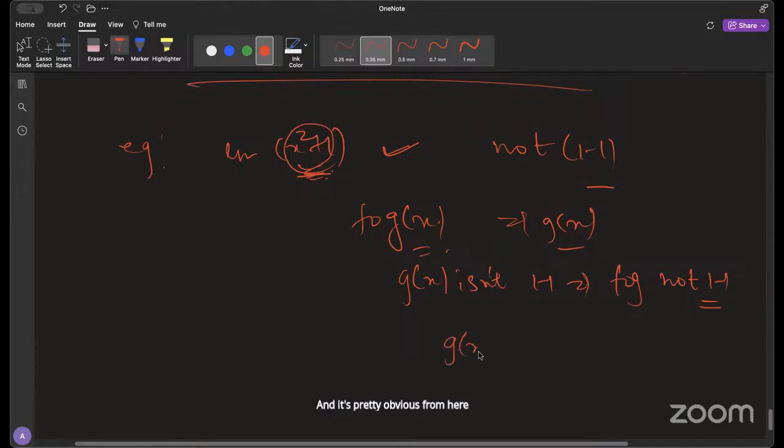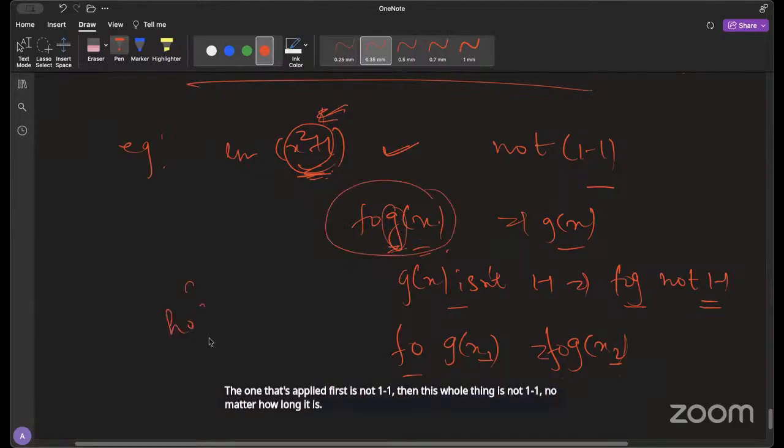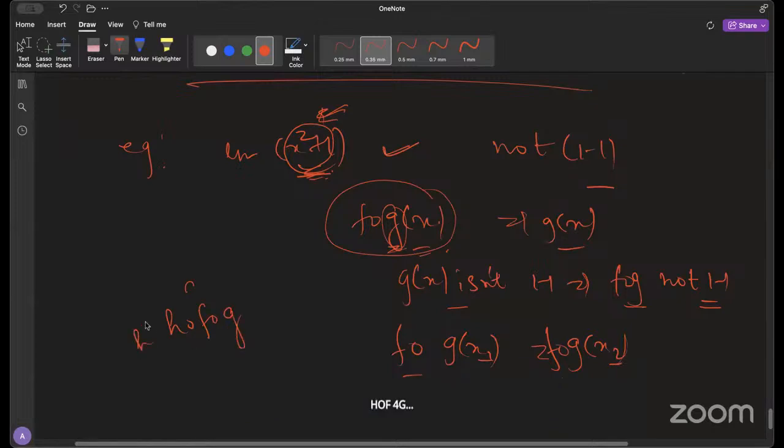If g is not 1, 1, for different x1 and x2 g gives the same value, then if you just apply f here, f is going to give the same value at different x1 and x2, right? So if g is not 1, 1, FOG is not. The thing is that in a composition, if the one that's applied first is not 1, 1, then this whole thing is not 1, 1, no matter how long it is. HOG, FOG, or anything else, if this is not 1, 1, then this whole thing is not 1, 1.